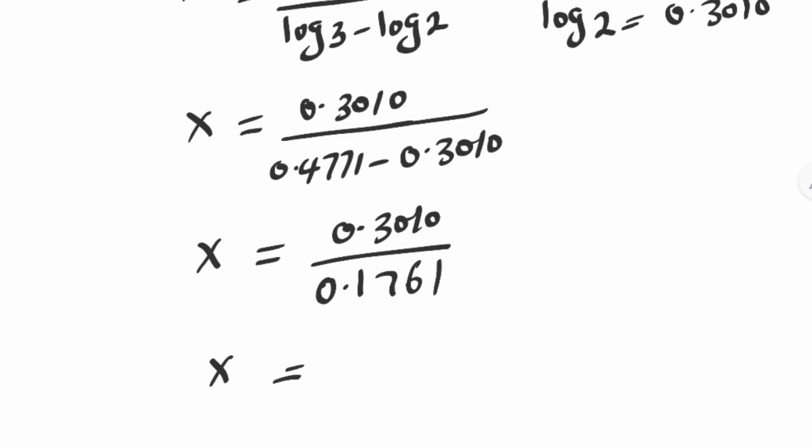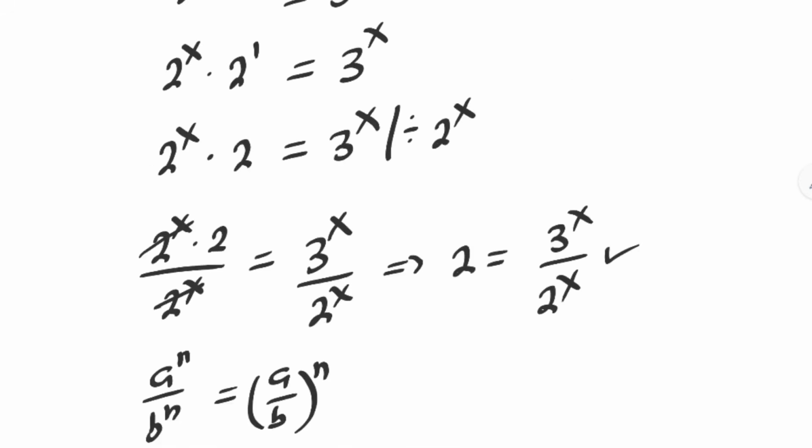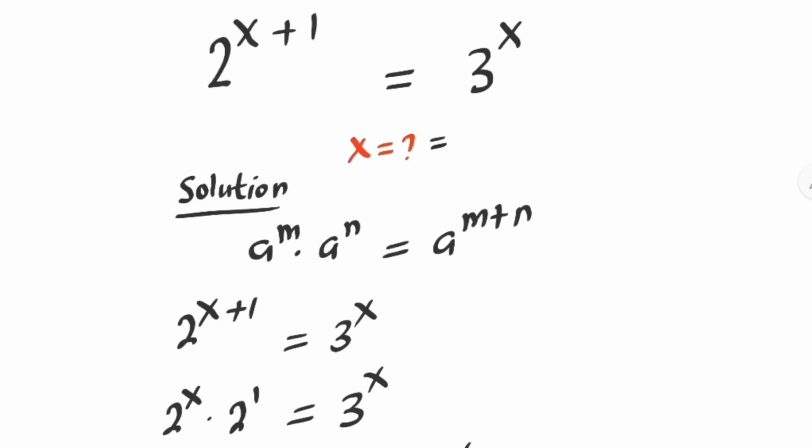x is equal to, if you divide 0.3010 by 0.1761, we have 1.7093. And this is the final answer, which is the value of x. Therefore, our answer here is x is equal to 1.7093. We may check to confirm if this answer is right or wrong.